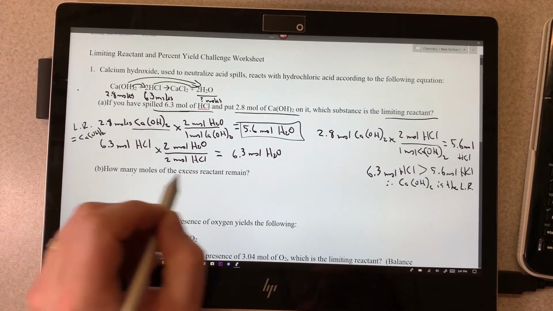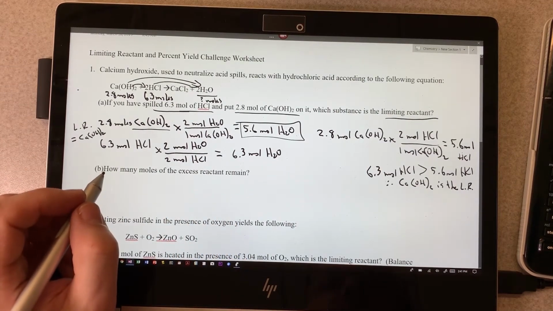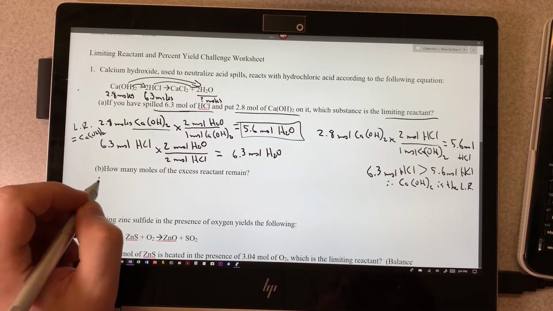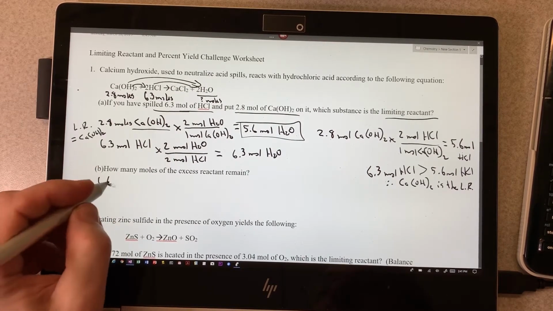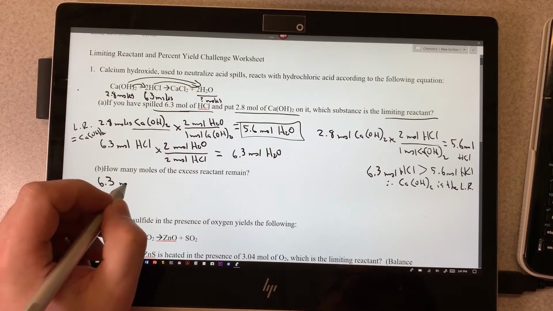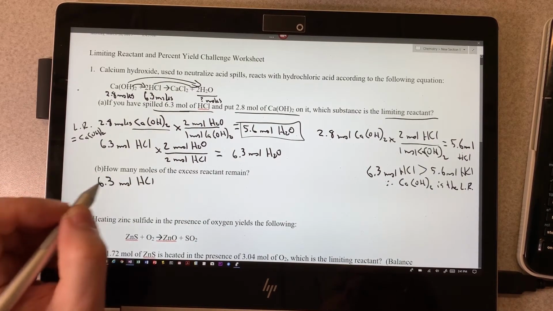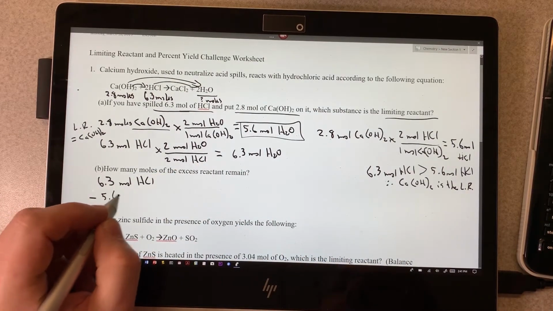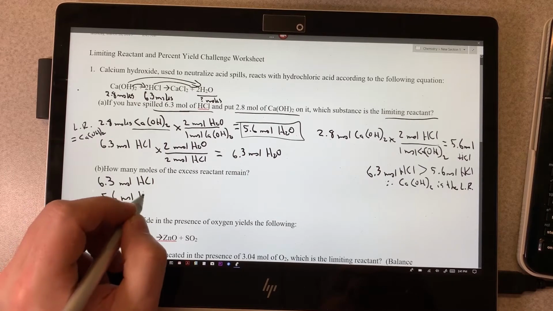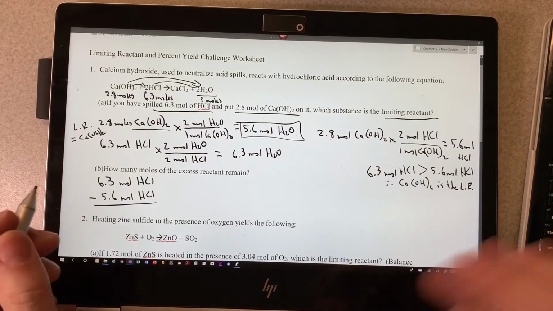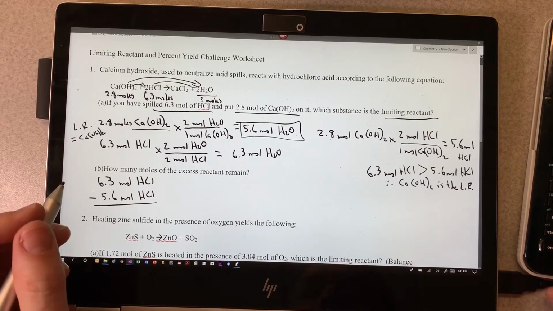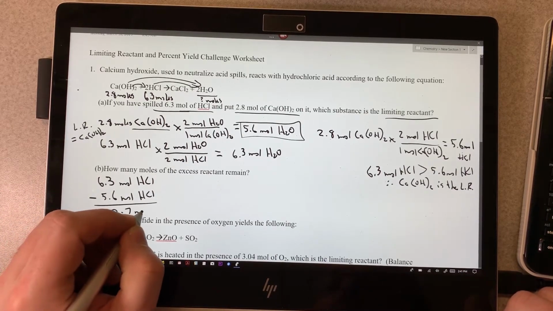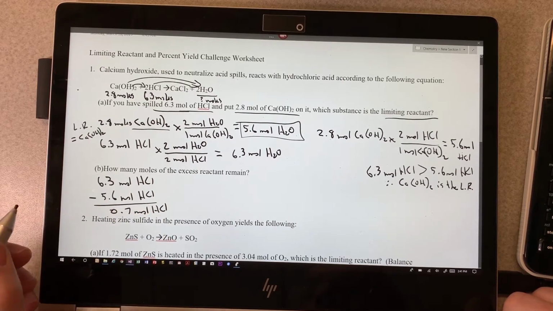Okay? We want to know how many moles of the excess reactant remain. Well, that's what this calculation over here allows me to do. I have on hand 6.3 moles of HCl. I'm going to use up 5.6 moles of HCl, and so when I subtract those, 6.3 minus 5.6, I get 0.7 moles of HCl left over.